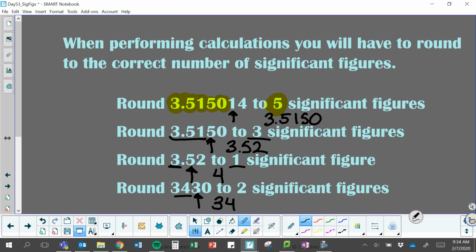you might originally think that it's just going to be 34, but this number is 3,430, and we don't want to say that it's 34 because that's way different. So this is where we have our trailing zeros, and we're not going to put a decimal place to show that these two zeros are not significant. They're just placeholders.